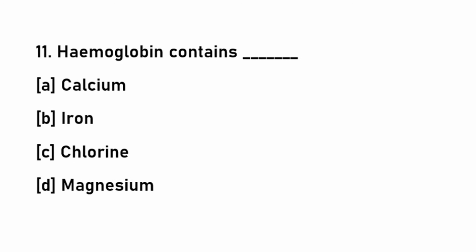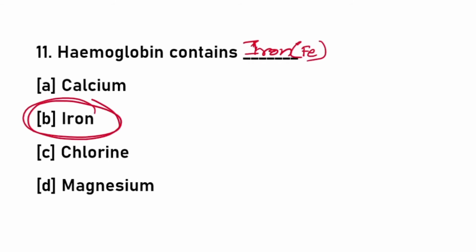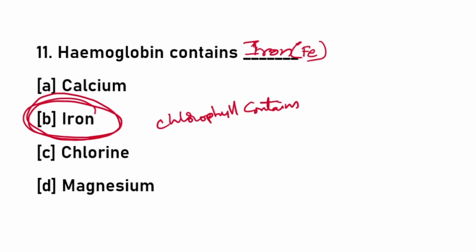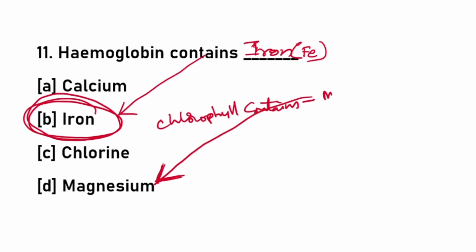Next question. Hemoglobin contains dash. Hemoglobin contains iron, Fe. And in the first chapter, chlorophyll contains what? Magnesium. Yes, chlorophyll contains the element magnesium. Likewise here, the hemoglobin pigment contains iron.